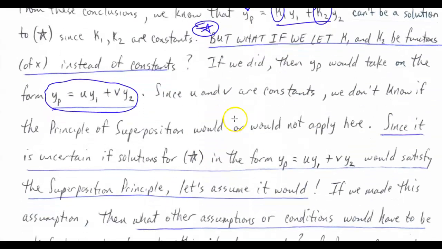Now, if that's the case, since u and v are not constants, we don't know. That's what this should say.